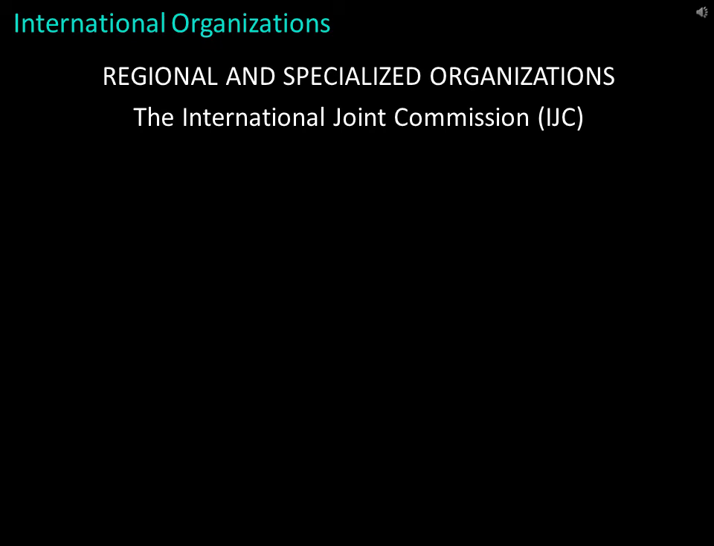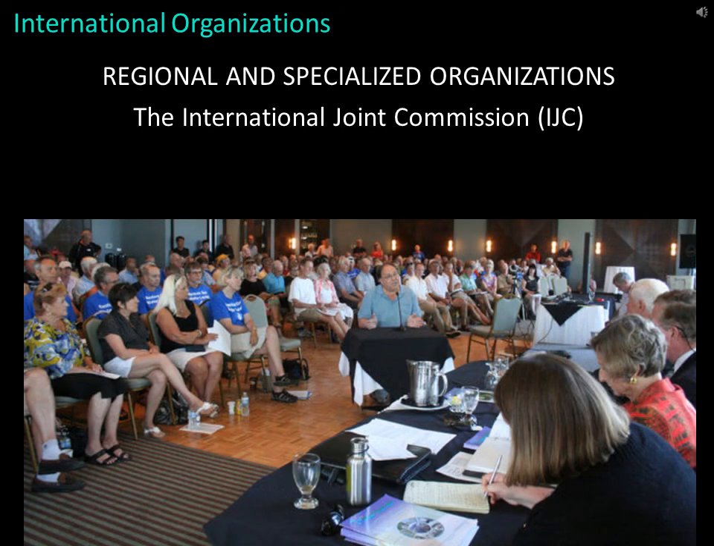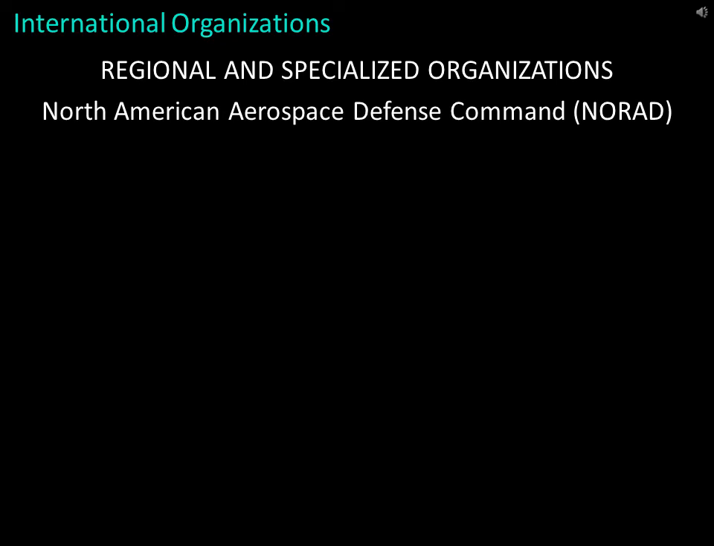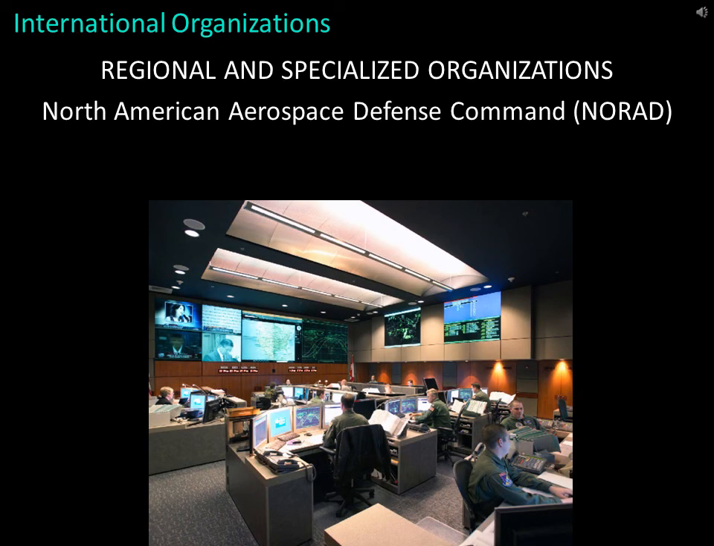The International Joint Commission, or IJC. The IJC is a binational organization created in 1909 by the Boundary Waters Treaty between Canada and the United States. It has an environmental mandate, which today includes concerns related to the quality of the bodies of water at the border between the two countries, such as the Great Lakes, as well as air quality. The North American Aerospace Defense Command, or NORAD. NORAD is another binational organization of Canada and the United States, formed in 1958 to provide an organized system of continental defense.